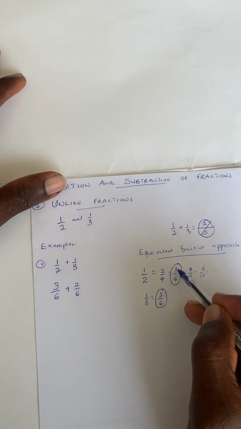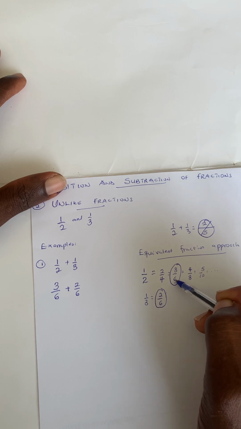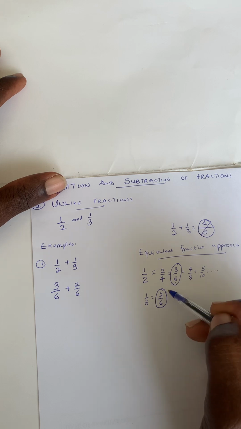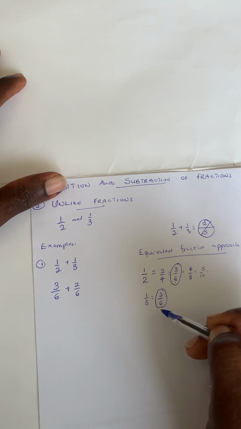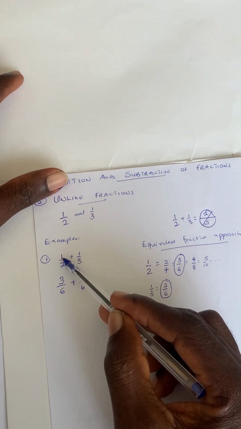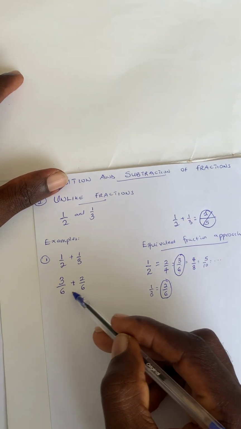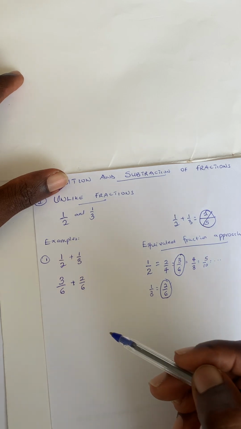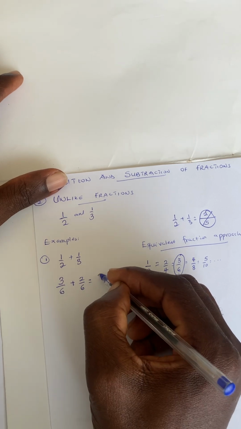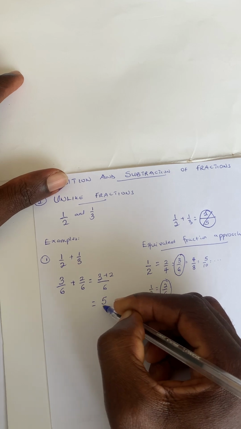So 1 over 2 has 3 over 6, 1 over 3 has 2 over 6. Since the denominator is 6 for both, we select those fractions with the same denominator, and we represent them with the equivalent fractions. So the equivalent fraction of 1 over 2 is 3 over 6, and for 1 over 3 we have 2 over 6. Now they have the same denominator, so we can apply the like fraction approach to answer this. This will give us 3 plus 2 all over 6, and this equals 5 over 6.